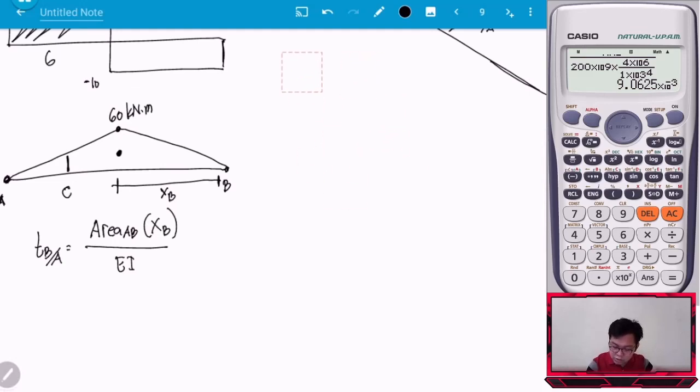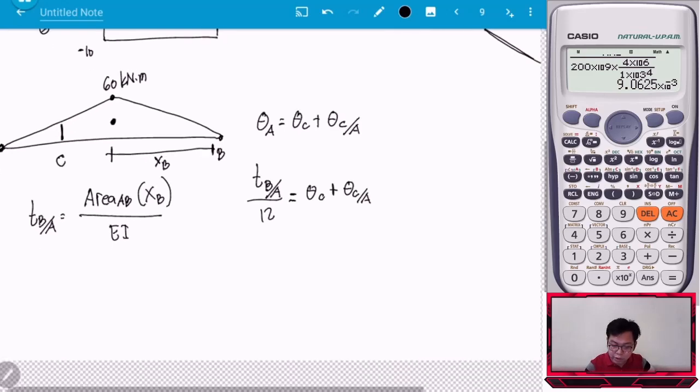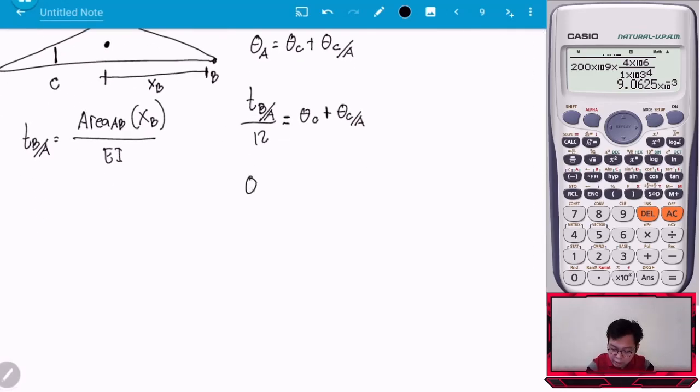Tanggalin ko muna, ha? So, yung general equation natin is the slope at A is equal to the slope at C plus the change of slope from C to A. Okay? And then, nalaman natin na from our figure that the slope at A is simply equal to TBA over 12. Tapos, that must be equal to the slope at C plus the change of slope from C to A. So, therefore, guys, the slope at C is equal to TBA over 12 minus the change of slope from C to A.